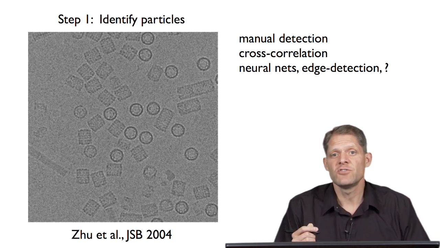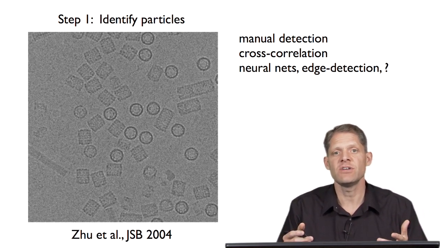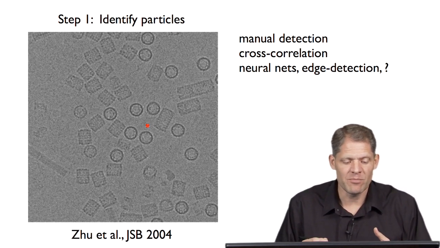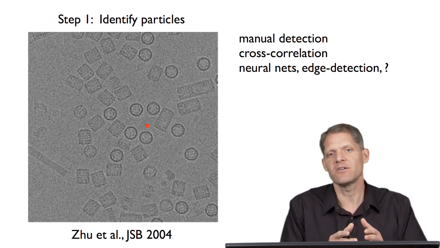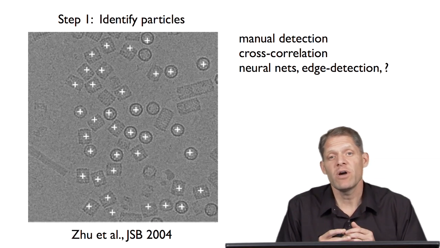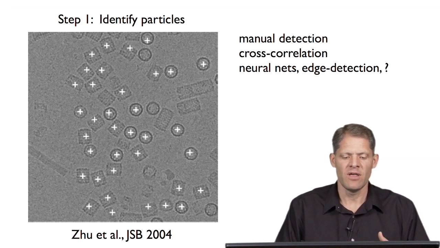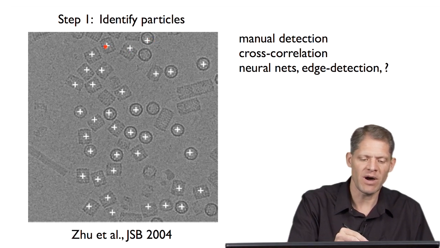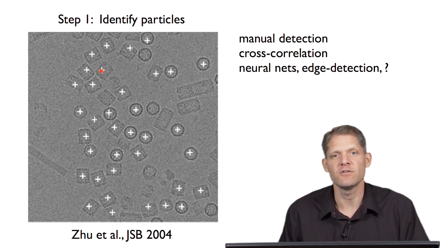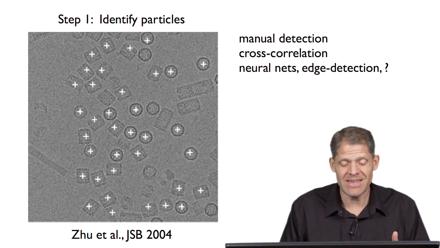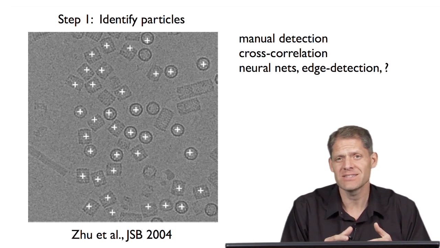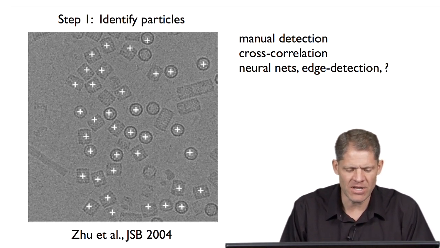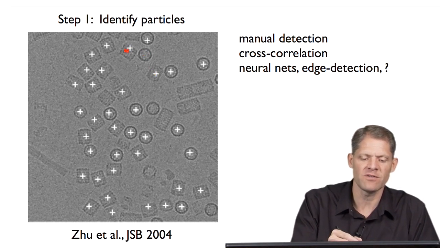There's also been other methods tried, neural nets, edge detection, and other things. And in fact, there's been competitions held to motivate the development of new algorithms to find particles within these images. By whatever method it was done, let's assume that now we have images where each of the particles has been picked, here shown by the crosshairs on each particle. Now this image makes the task look easy because the particles are so high contrast. It's a high defocus image of a very large particle, and it's a very good image at that, and so it seems easy to pick out the individual particles.